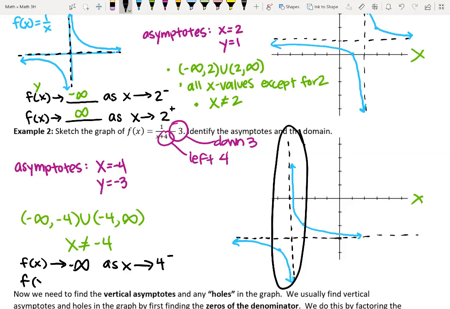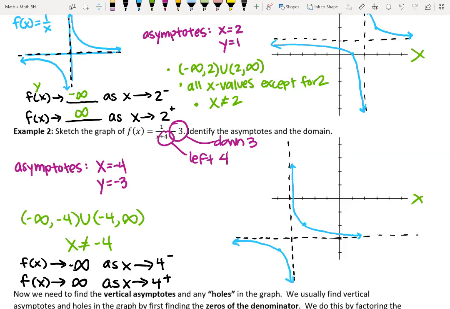And then f of x approaches either positive infinity or negative infinity, like it's going either up or down, as x goes toward 4 from the right. So as I'm going toward 4 from the right, it is going up forever, so to positive infinity. All right, there we go.